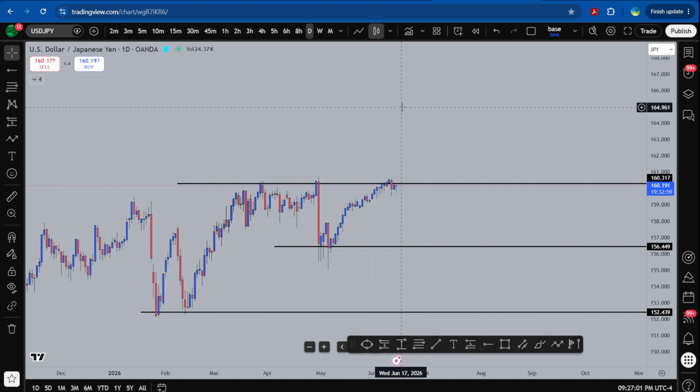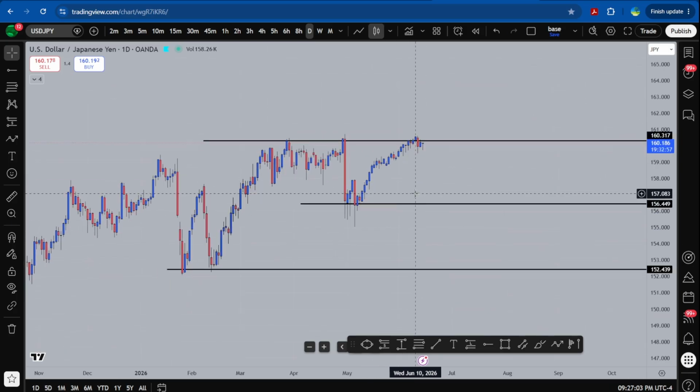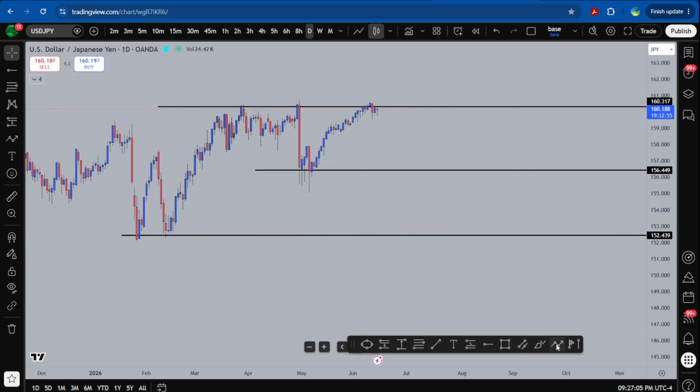Don't try to force anything. Just let it be. And then if you want to look for shorts, this is the level where I'll look for shorts. I wouldn't even look for shorts right here at this level. I wouldn't. You feel me?